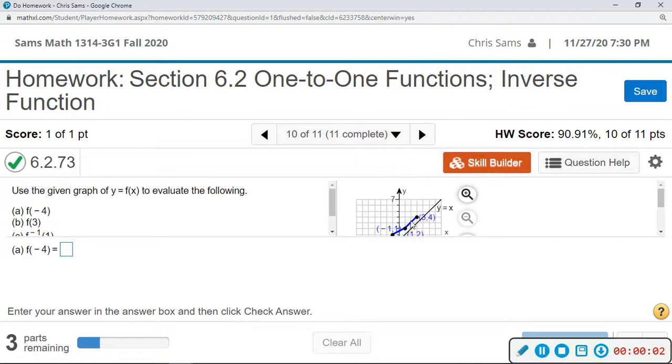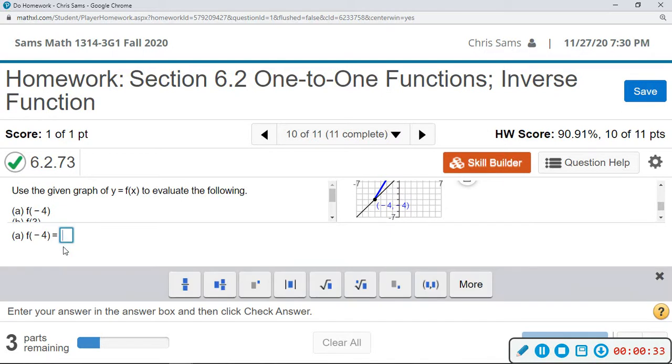Alright, question number 10. We're given a graph. Kind of hard to get the whole thing up here. And we want to evaluate the following. So f of negative 4. Normally you would plug it in, but since we don't have an equation, we're going to use the graph. This notation simply means that x is negative 4. Find the y value. So x is negative 4. Down here, the y value is also negative 4. So they give you x, you find y.